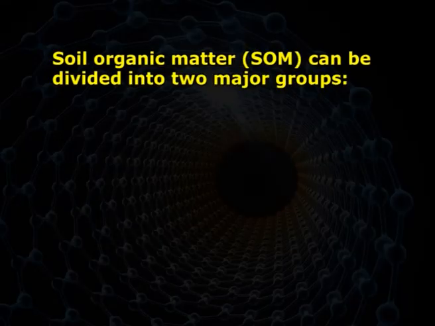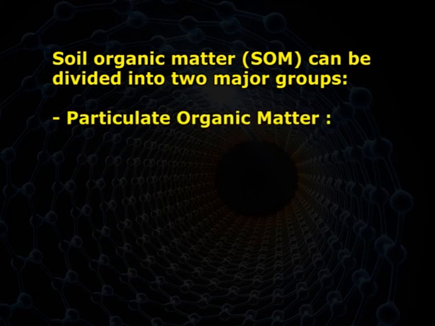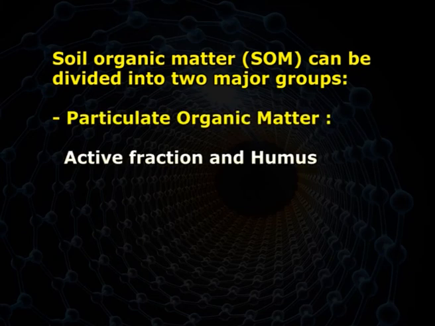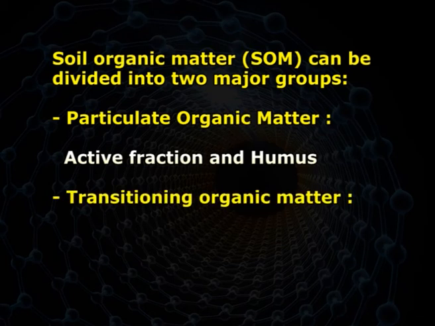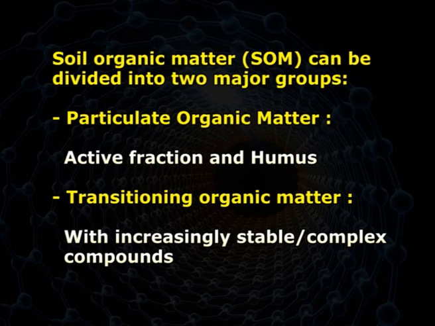Fractions of soil organic matter. Soil organic matter can be divided into two major groups: particulate organic matter, that is active form, and humus, transitioning organic matter with increasingly stable or complex compounds.